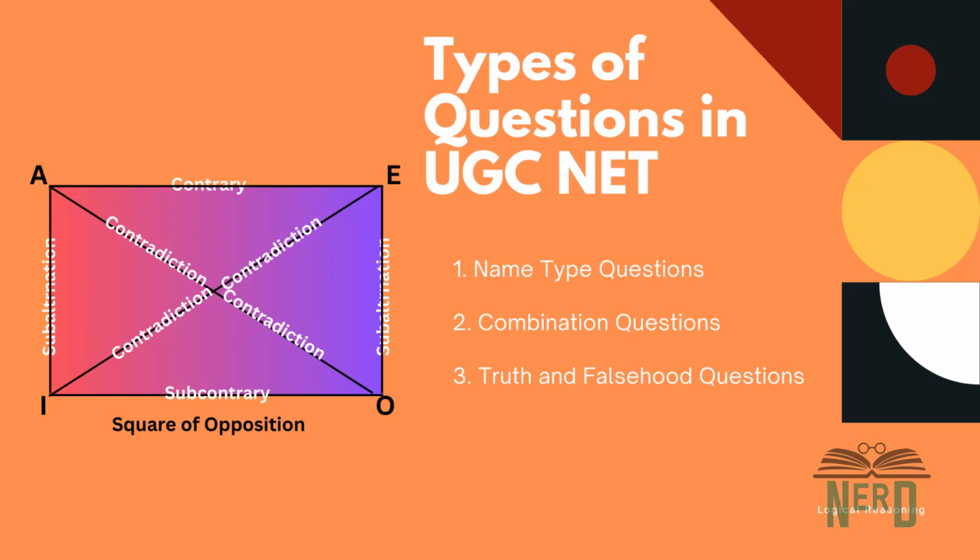Subcontrary. Here, both statements cannot be false at the same time, but they can both be true. For example, some swans are white, I, and some swans are not white, O.